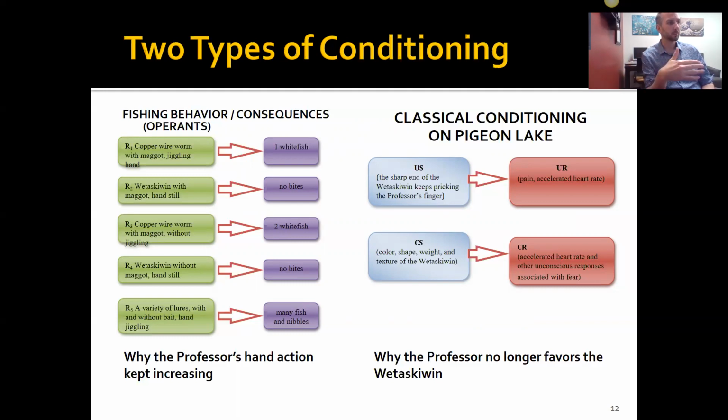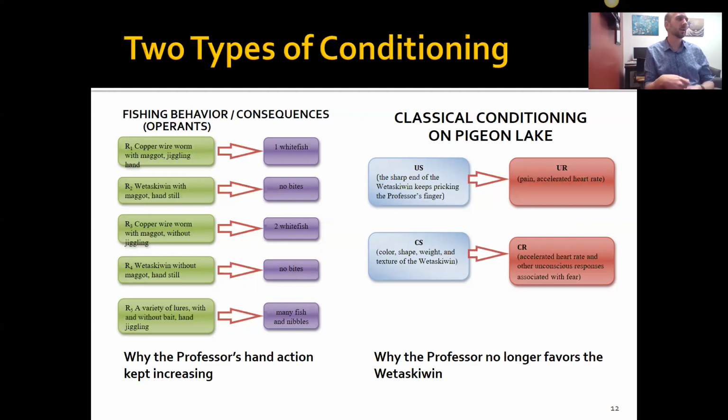Now, operant conditioning, that's on the left-hand side, this is a little bit different, right? So you have the fishing behavior. So the first behavior is where the professor uses a copper wire worm with a maggot, and he's jiggling his hand as he's fishing, and he gets one white fish, and then he casts it out again. He uses a Wetaskiwin, and he uses a maggot. He keeps his hand still.